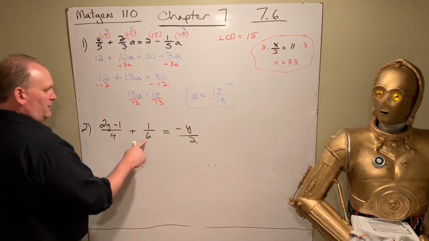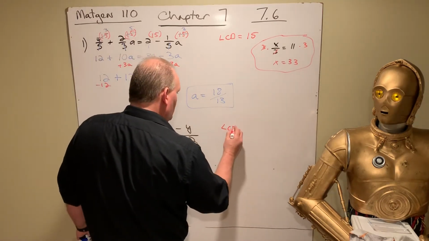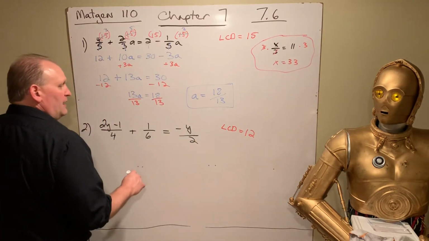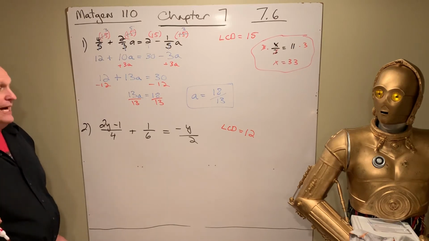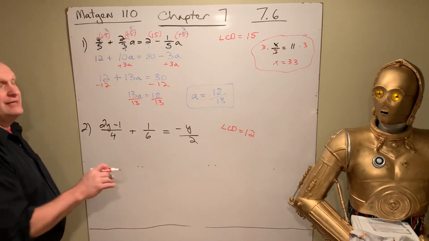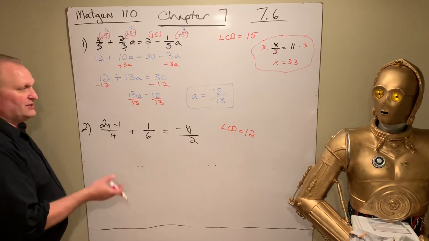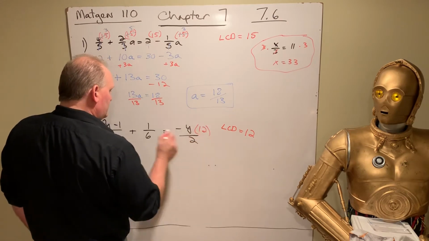All right, so let's multiply everything. We got a 4, we got a 6, and we got a 2. Now, some of you might have thought the LCD was 24. It's not. It's 12. 24 is a common denominator, not the lowest common. If you did 24 by accident, it would still work. You'd just be working with bigger numbers, that's all. But you'd still get the exact same answer. So I'm going to stick with the 12. It's a little easier.